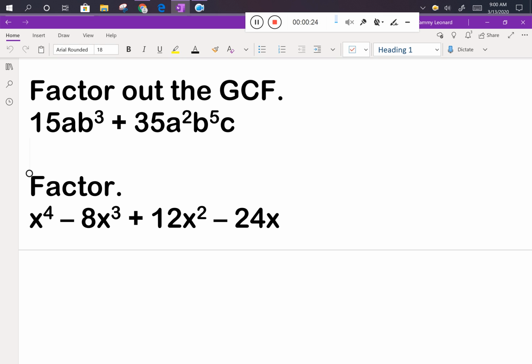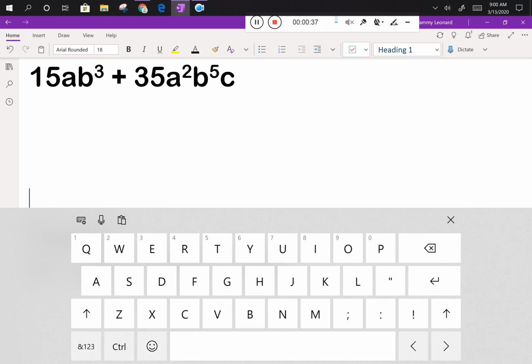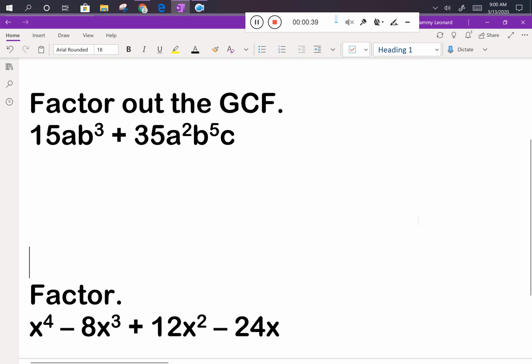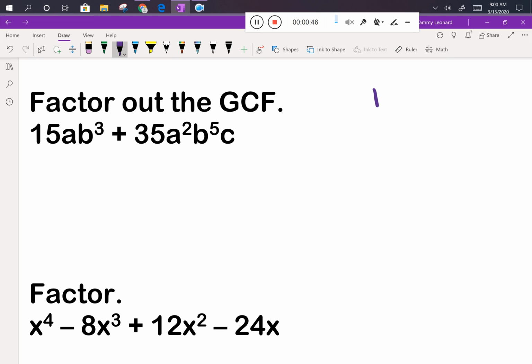So we want to look at these. The first problem just has two terms, and we're just asked to factor out the GCF. So what process do we use to do that? What do we want to do first? I want to factor out the GCF. What do I do? I need to find it, right? So I'm going to take those two terms. It's like I'm just doing the beginning of one of the problems that we've been doing, right? This is like half a problem. 35a squared b to the fifth c.